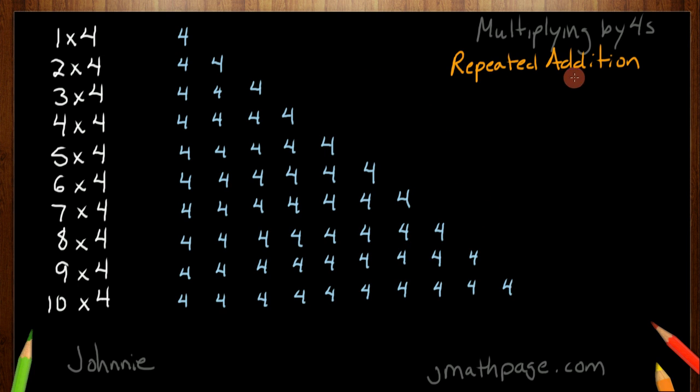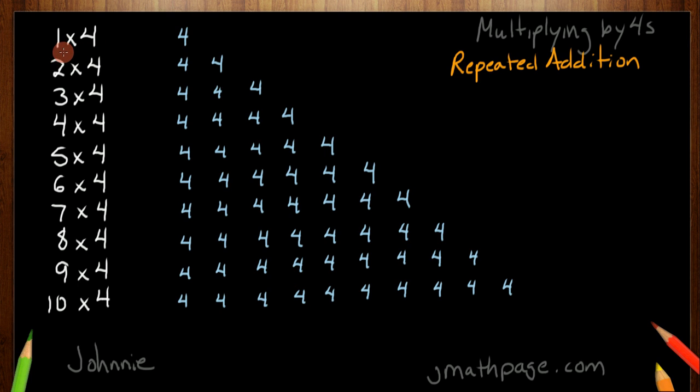Now I know with repeated addition, I'm going to have to add all of these numbers across. So I'll have to add 4 3 times for 3 times 4. I'll have to add 4 4 times for 4 times 4. I'll have to add 4 9 times for 9 times 4. That's a lot of work. Well, we might as well get started. Let's start at the top. I think that will be the easiest.